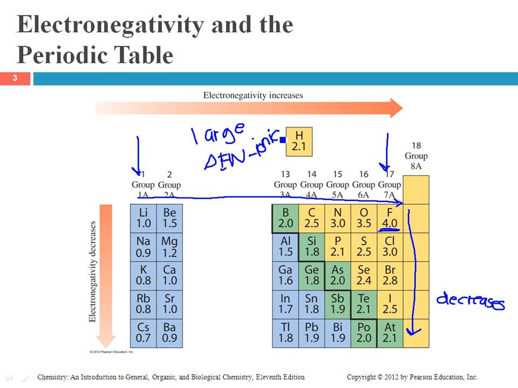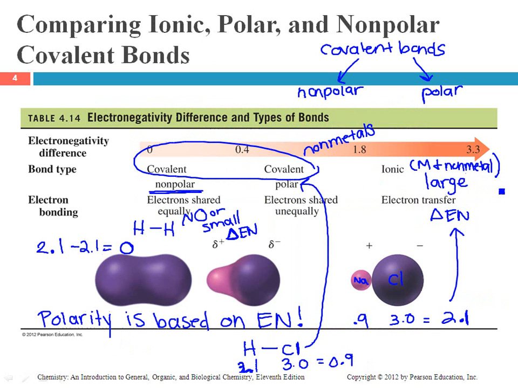Okay, if they have no difference, so if they're the same, O2 bonded to itself, it's nonpolar because there's no difference. It's the same. It'd be 3.5 minus 3.5 equals 0 difference in electronegativity. Okay, if we have a moderate difference, so a little bit of difference, that was like our example of HCl. We have two nonmetals, that's what makes it still covalent. We have two nonmetals, but there is a difference in electronegativity.